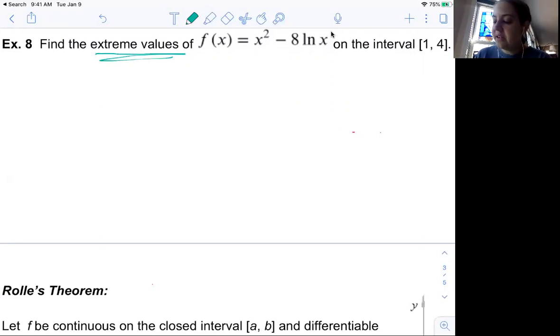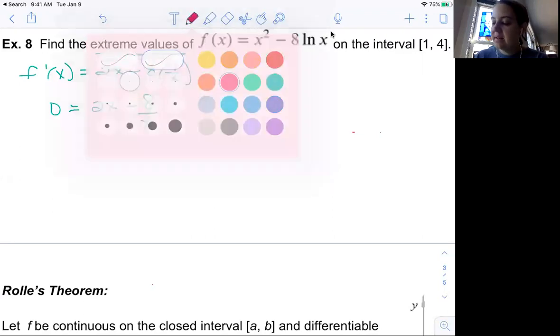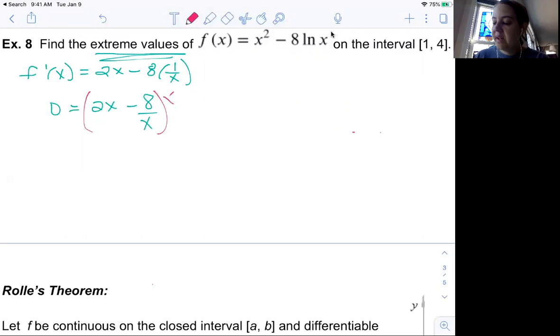So again, we have to find that derivative. The derivative of x squared is 2x. The derivative of 8 natural log of x is 8 times 1 over x. We're going to set this equal to 0. You get 2x minus 8 over x. You have a couple of choices here. I'm going to multiply everything through by an x. Some of you might add 8 over x to both sides. That's fine as well.